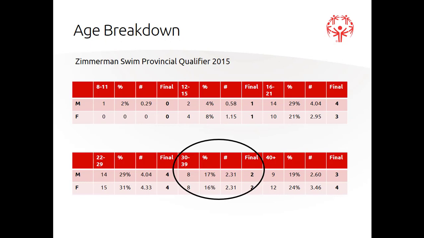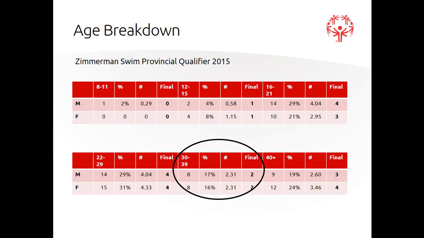To give you an example of this, let's look at the numbers from one of the swimming PQs that were held in 2015. The Zimmerman Conference hosted 97 athletes, 48 of which were male and 47 were female. They received a quota of 28, which ended up being split down the middle with each gender receiving a quota of 14. When we look at the ages, we see that we have to calculate the percentage of participation for each age bracket relative to the overall number for the gender.